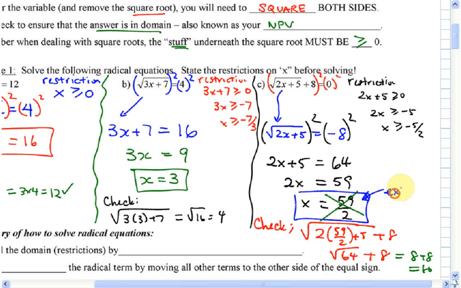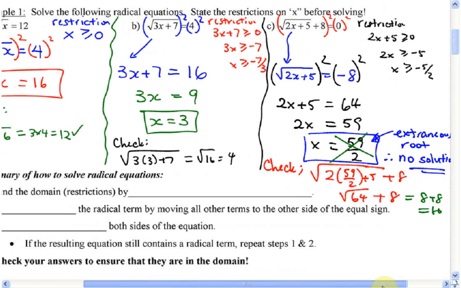And we call this an extraneous root, meaning in this case there is actually no solution, even though the algebra makes sense. And you should have been able to spot this before I even squared it, because look what I'm saying to you. The square root of something equals a negative number. It doesn't work.